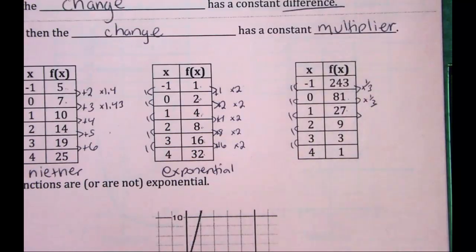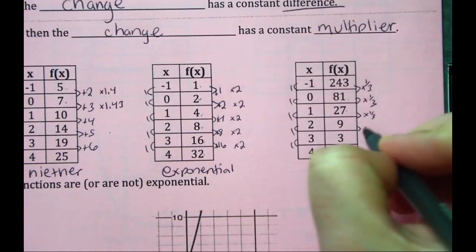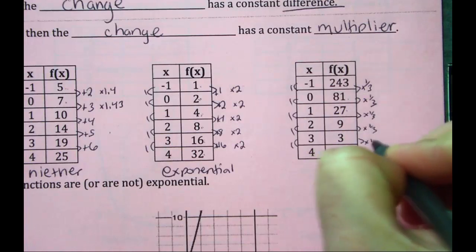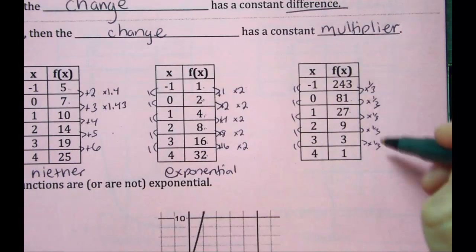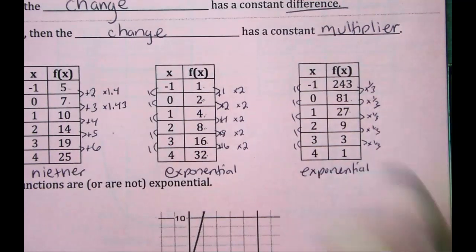Okay, from 27 to 9, that's going to be multiplying by 1/3, and so on. So because it has a constant multiplier the whole way down, this one is also exponential. Okay?